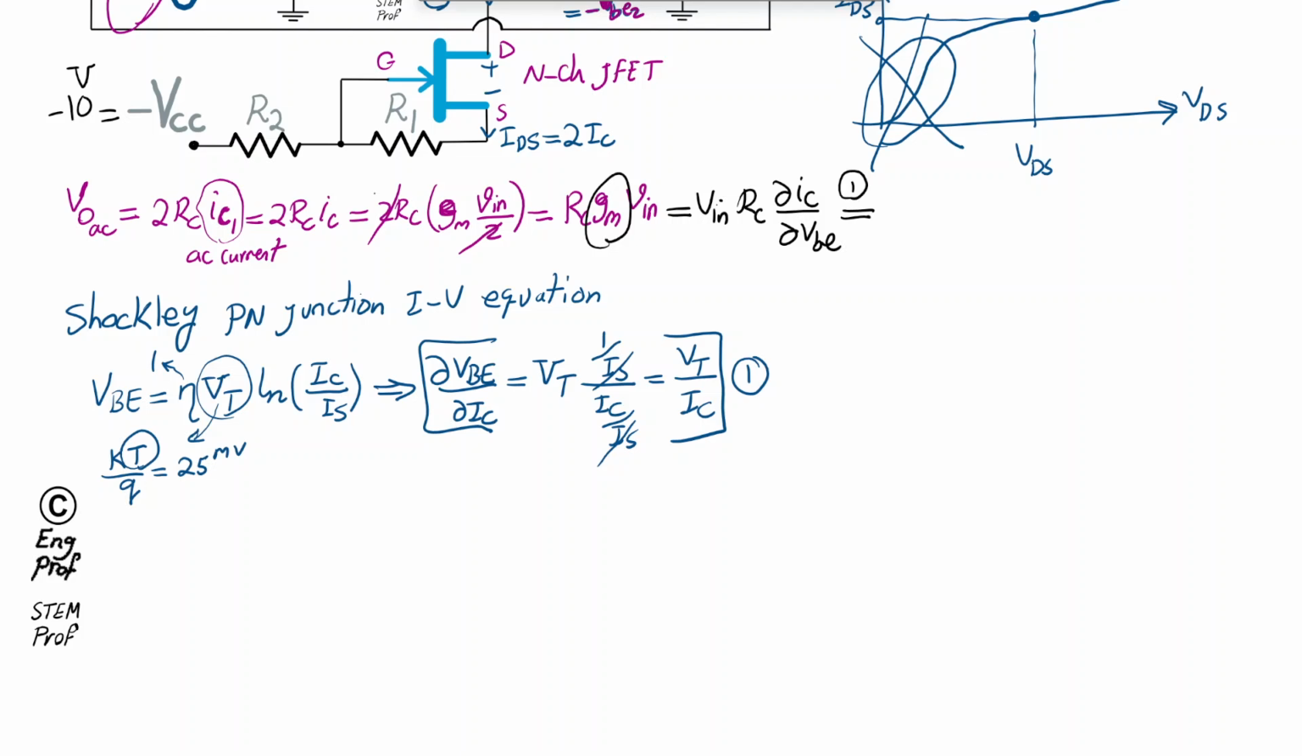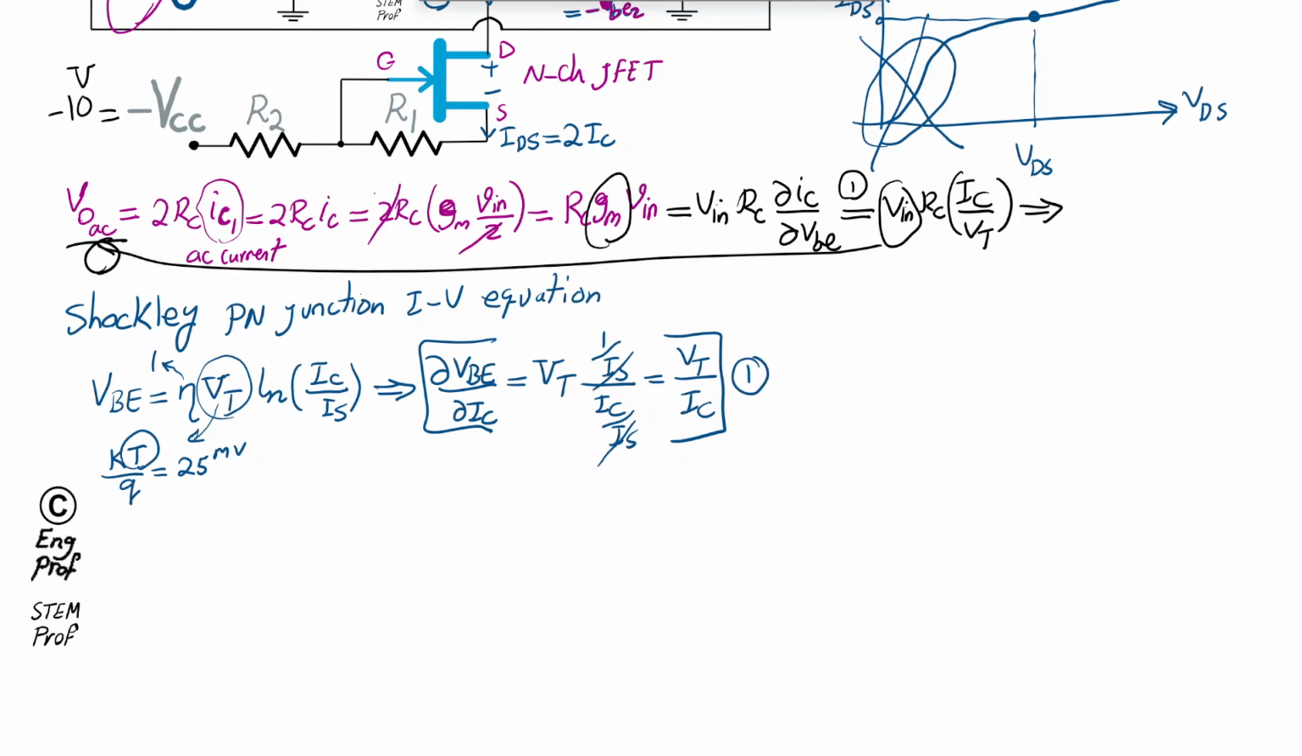I can substitute and get Vn Rc times Ic over Vt. Just the inverse of what I found here, because we have Ic over VBE, not VBE over Ic. Okay, so great. From here, if I move Vn and put it as the denominator for V out AC, then I get the voltage gain.